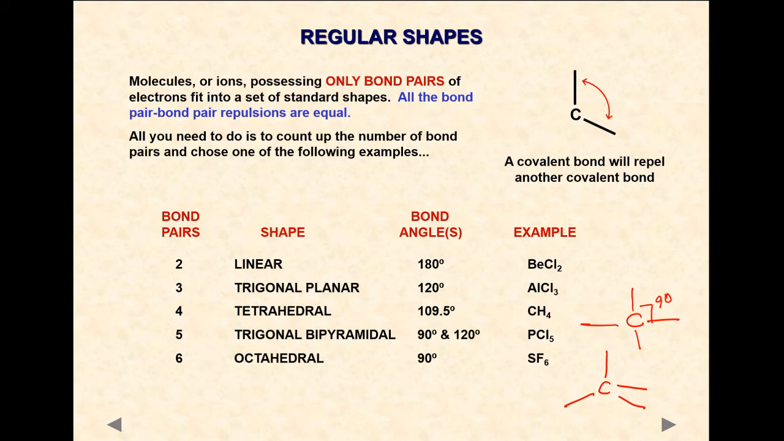Then if the molecule has 5 bond pairs, you expect it to be trigonal bipyramidal, meaning 90 degrees and 120. If the molecule has 6 bond pairs, it will be octahedral and it will have 90 degrees bond angle. So this table will help you understand what the expected shape of the molecule will be based on the number of bond pairs that are there.